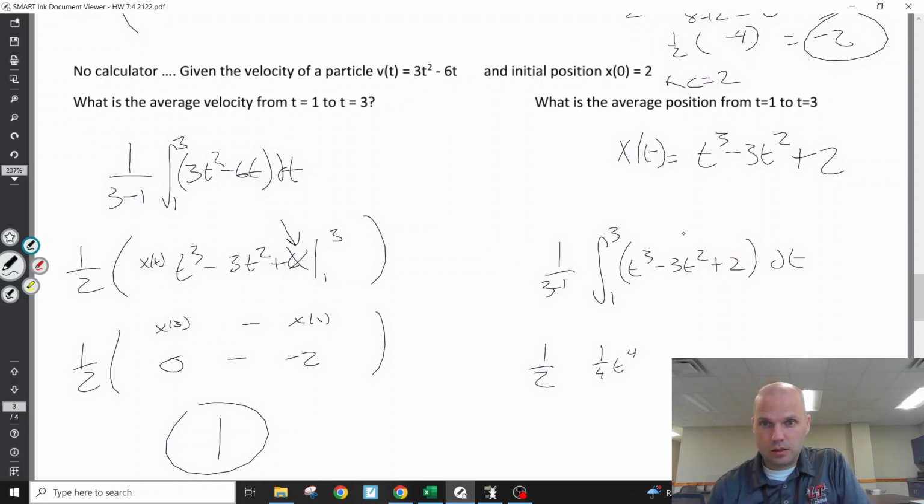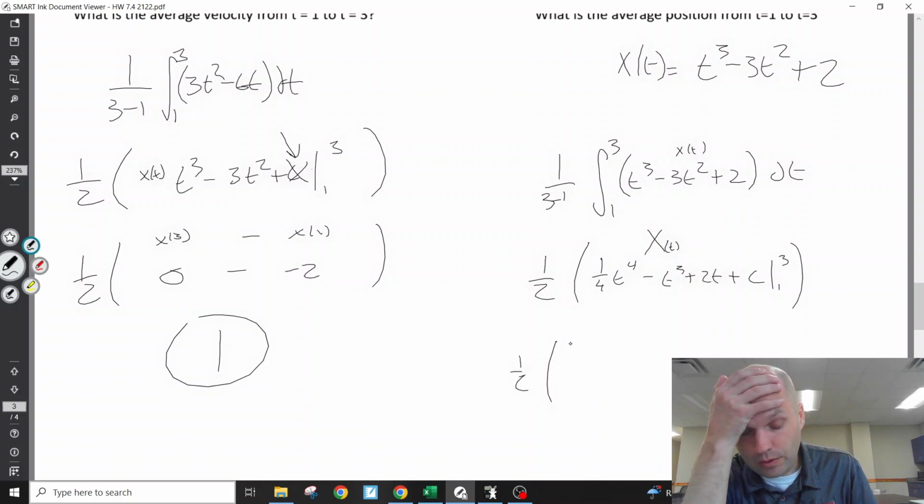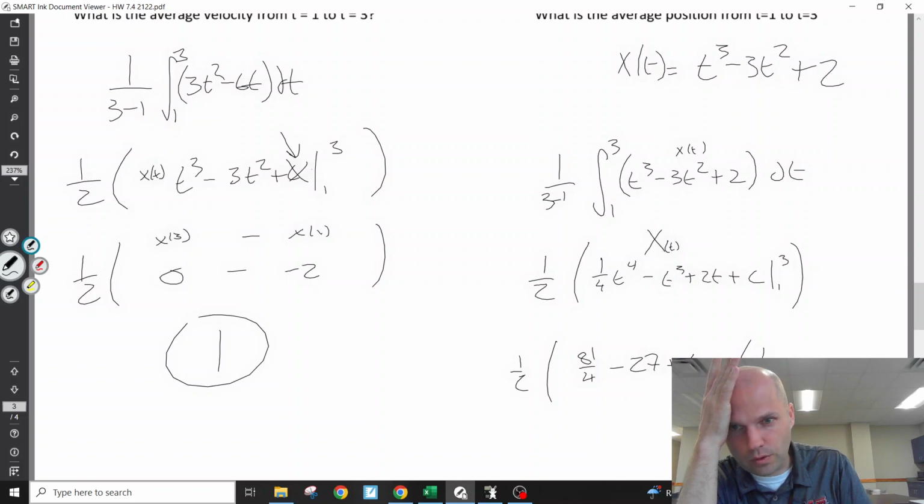So here is regular X. This is big X: 1/4 x to the fourth minus t cubed plus 2t plus c. Now again, we don't know what the c is for big X, but we don't have to, because when we subtract big X of 3 minus big X of 1, the c is going to go away. 3 to the fourth, 3, 9, 27, 81. 81 fourths minus 27 plus 6 minus a fourth minus 1 plus 2.